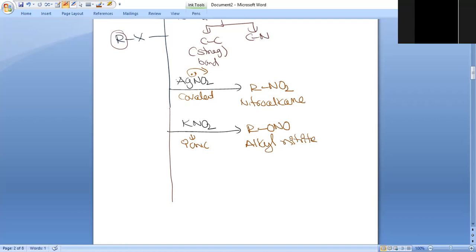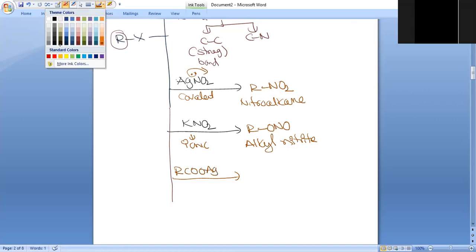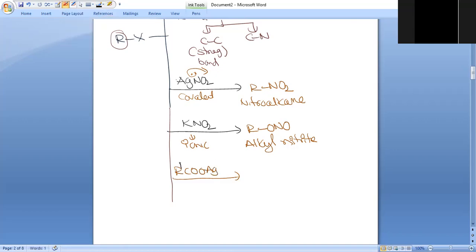Okay, keeping different products. Next, if I'm using RCOOAg, in this case, the Ag and the X will be eliminated. You will get R-C double bond O, and instead of Ag, you are getting the R. So ester formation will take place.